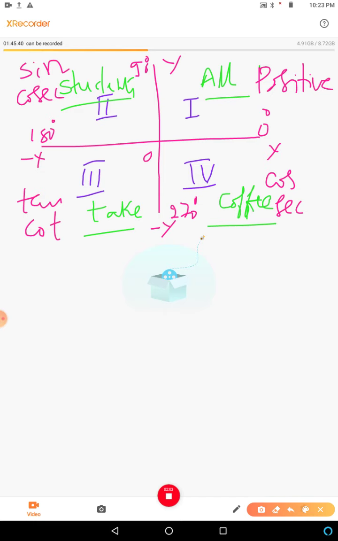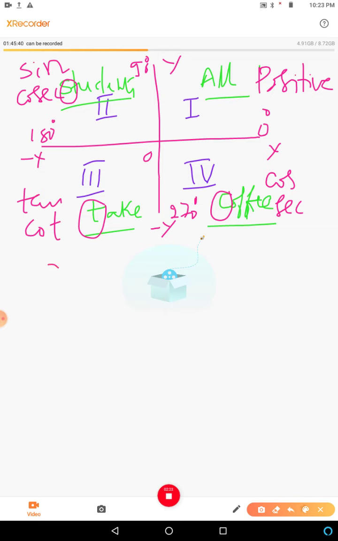So in the first quadrant all functions are positive. In second quadrant, this S for sine, so sine and cosecant functions will be positive. This T for tan and cot functions will be positive. This C for cos and secant functions will be positive. So we have written some formulae.